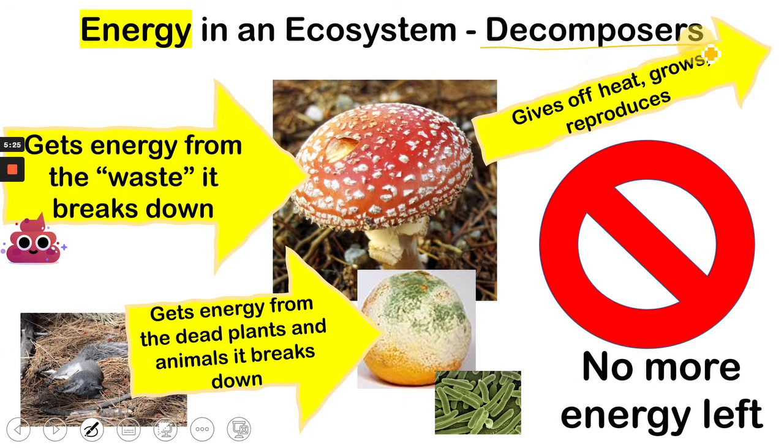Finally, we have the decomposers. So the decomposers are getting energy from the waste that it breaks down. So when it breaks down like the poop, it gets energy. It also gets energy from dead animals. Remember, we talked about how consumers store energy in their tissues. And it gets energy from the plant material it breaks down. So they're getting energy from poop, dead plants, and dead animals.